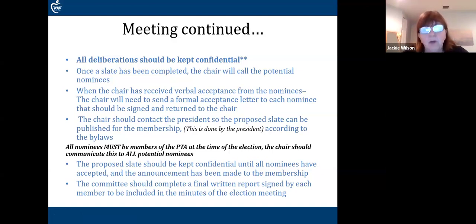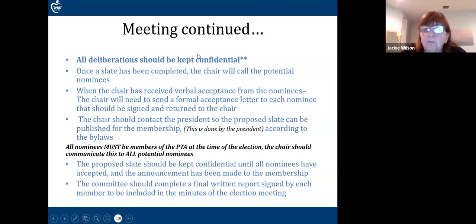Okay, so it's almost as if they're nominating themselves, almost, but it's in their agreement to run for office. So that's a very important piece. And once they have that acceptance, then the chair will contact the president so the proposed slate can be published for the membership. This is done by the president. So the president needs to know what the slate is, according to the bylaws.